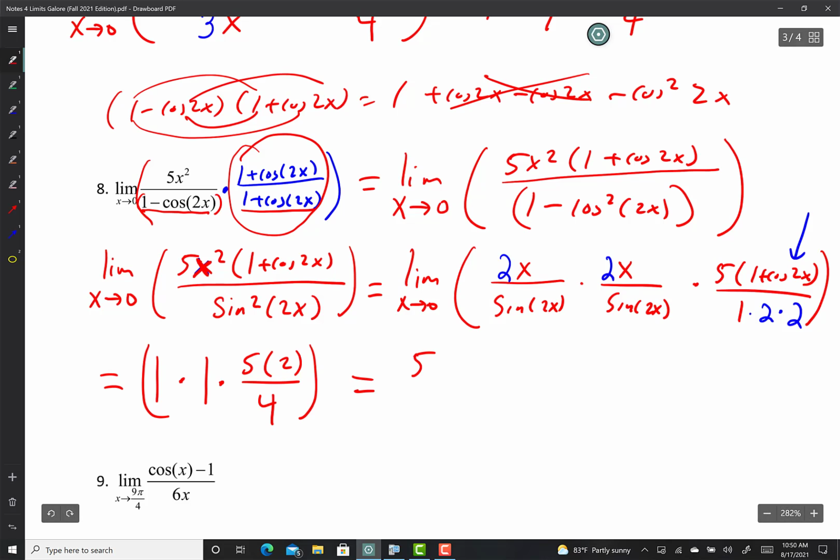5 halves? Wait, how did you? So cosine of 0 is 1. Yes. So then when you put 0 in, why? What happened to the cosine of 2? Well, it's cosine of 2 times 0, which is 0. Oh, okay, got it. Could it also be negative? No, cosine of pi is negative 1.